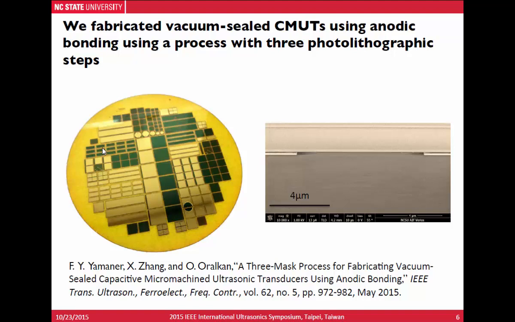In this presentation, we are going to use the same process to fabricate a 1D high-frequency broadband CMUT array. The key feature of our 1D broadband CMUT array is the reduced gap height. The reason for the small gap height, we'll explain in the second half of the presentation.